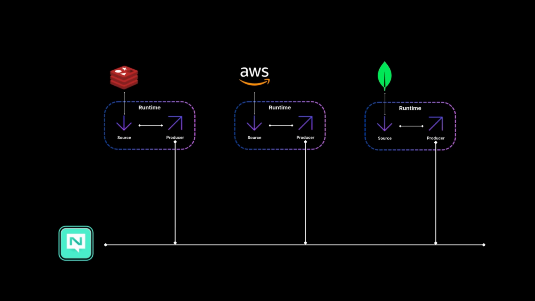We provide many different sources out of the box. Now when your external system generates new data, the messages will flow seamlessly through the source to the producer and into your NATS subjects, ready for the rest of your system to consume.